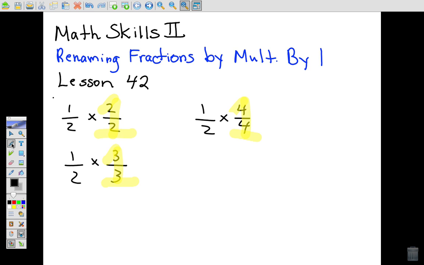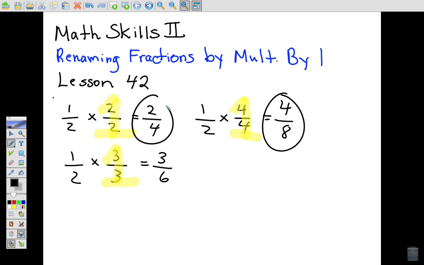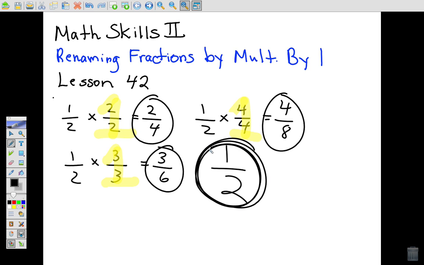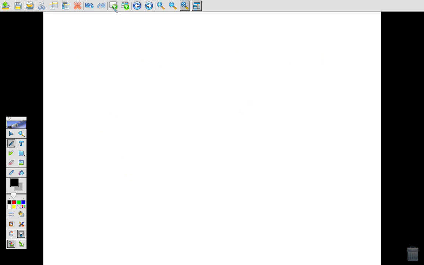Now let's take a look and see what we get on these. If I take 1/2 times 2 over 2, I multiply across, I get 2 over 4. The next one here, 1 times 3 is 3, I get 3 over 6. The one to the right, I get 4 over 8. Now, remember, anytime you have a fraction where the top number is half of the bottom, it's the same thing as a half. So really, in every one of these answers, we're getting the same value as a half. So when we take a half times a fraction with a value of 1, I get really the same thing back.